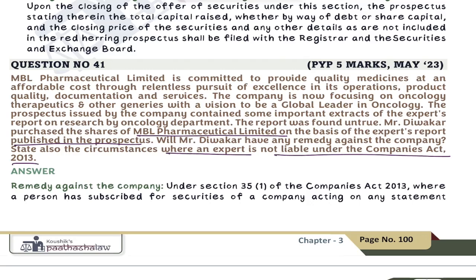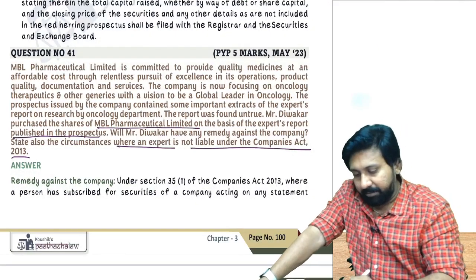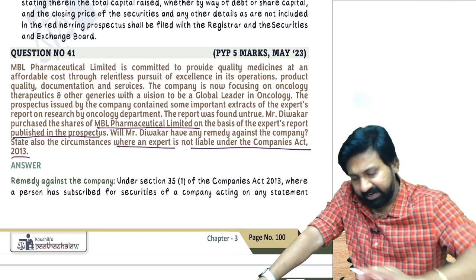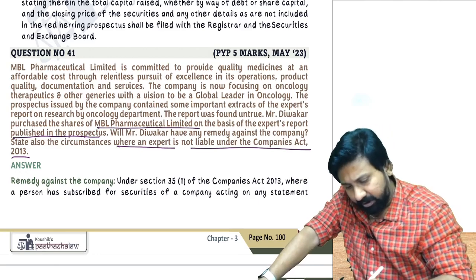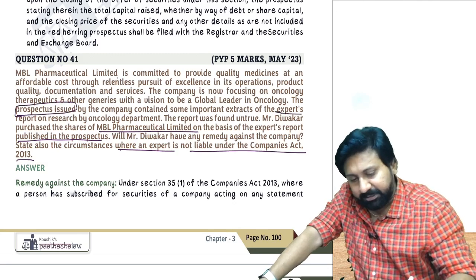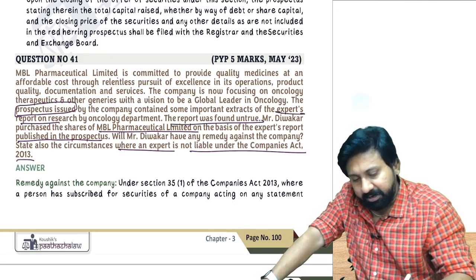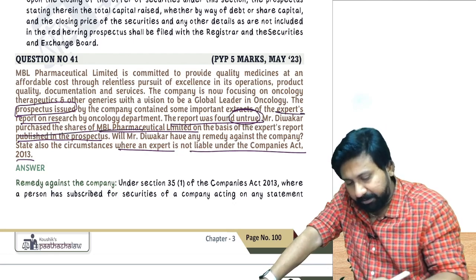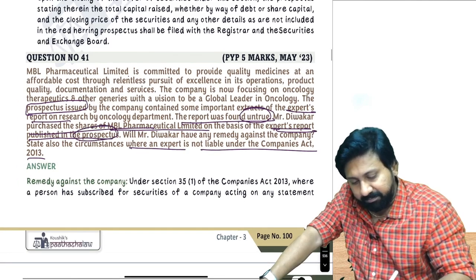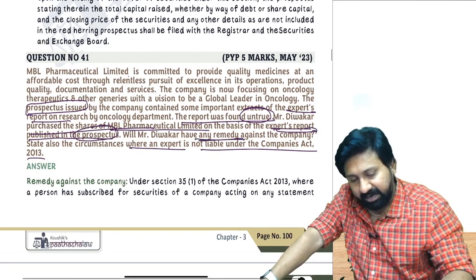Enough time taken. I gave time for you to read because a similar question can also repeat. See, MBL Pharmaceutical Limited is committed to provide quality medicine at an affordable price, etc. Everything is there. So, the company issued a prospectus. In that, an expert statement is there. That expert statement is found to be untrue. Mr. Divakar purchased the shares on the basis of the expert report published in the prospectus. Will Mr. Divakar have any remedy against the company?